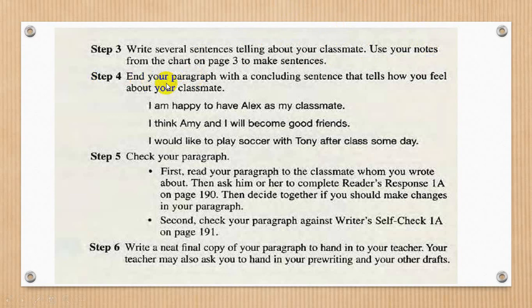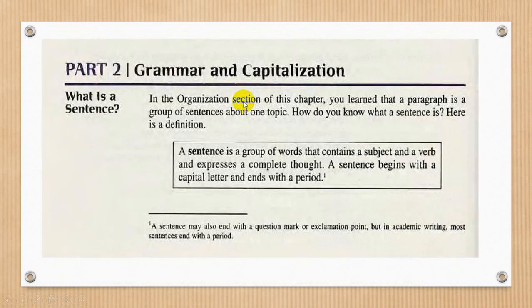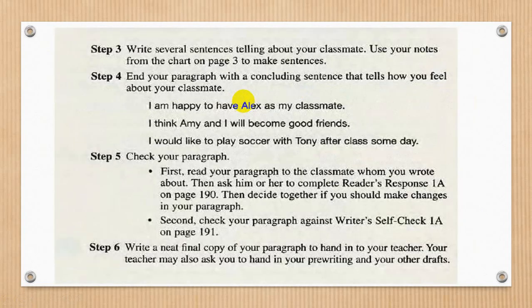Step 4, end your paragraph with a concluding sentence, which is the second to last step. End your paragraph with a concluding sentence. We give examples here, for example, I am happy to have Alex as my classmate. You've talked about Alex, then at the end you said I am happy to have Alex as my classmate.